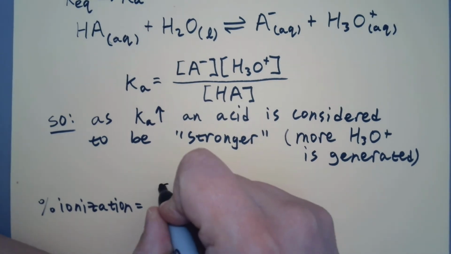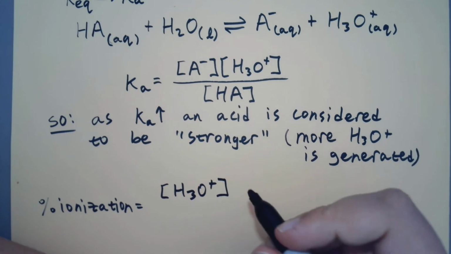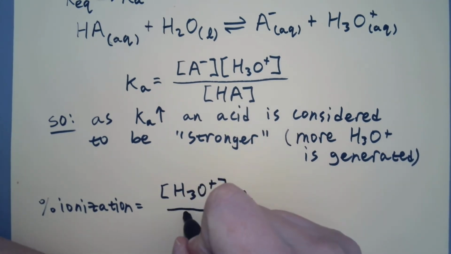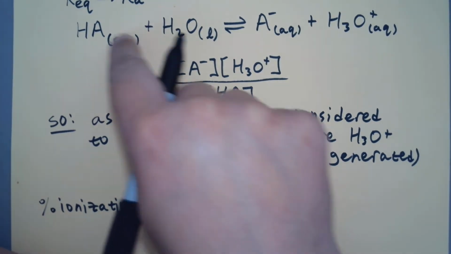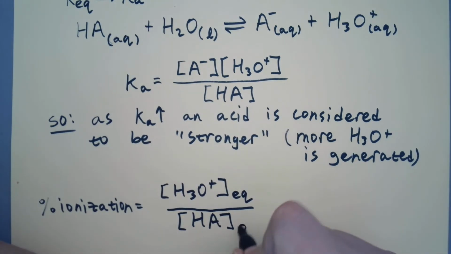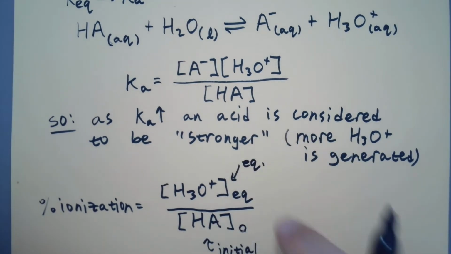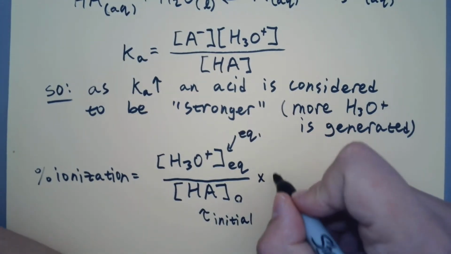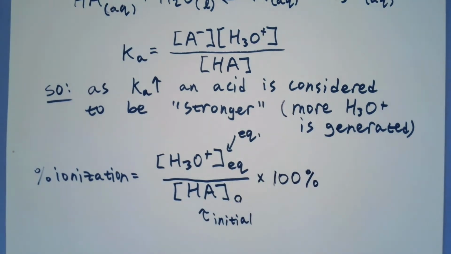And the way we calculate it is you take your equilibrium concentration of H3O plus, so you do, say, an ICE table to find this. You would divide it by the amount of the HA that you started with, the undissociated acid. So the initial amount versus the equilibrium amount. So both units of concentration, and then you just multiply by 100%. Okay? And so that's one way.